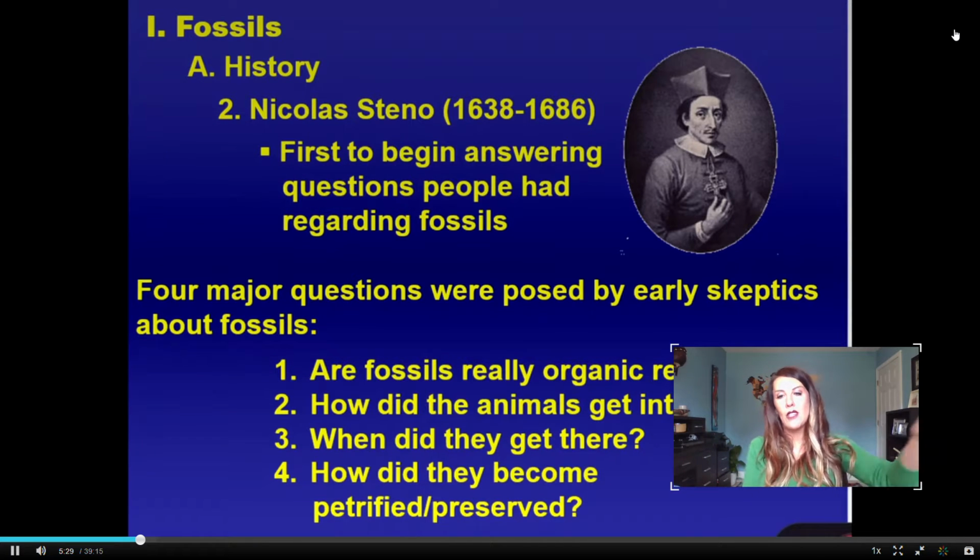So essentially, how do the animals get into the rocks in the first place? The third question is, when did they get there? And so Nicholas Steno is standing in a ditch, and he's recognizing that there's no ocean environment, and this appears to be a remnant of something that looks like a shark. So he's asking, when did they get there? And how did the environment change so drastically?